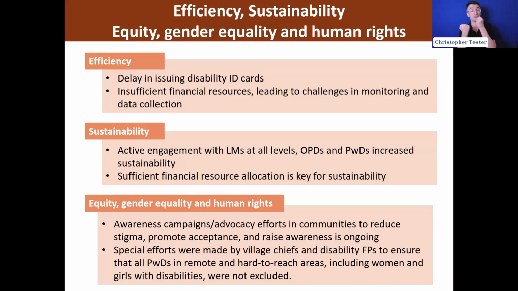And there are also some special efforts made by village chiefs, commune chiefs, and disability focal points at the commune level to ensure all persons with disabilities, including those who live in remote areas, and women and girls with disabilities, were not excluded.